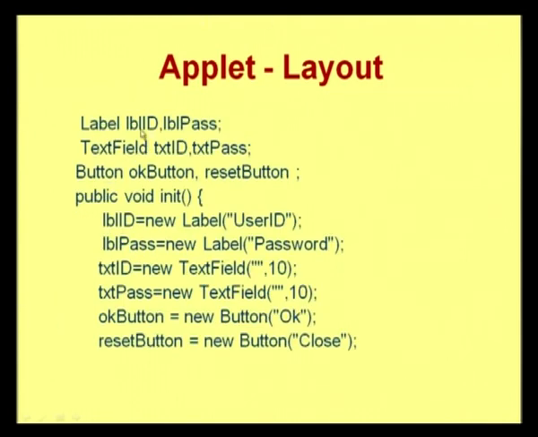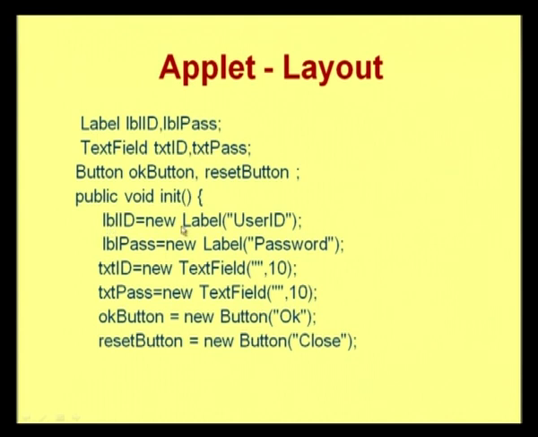So you can see I have created two labels. One is for ID and the other one is for password, and then I have created two text fields, one for ID and one for password, and then I have created two buttons, an OK button and a reset button. So in my init method I am trying to create objects for them and initialize them.